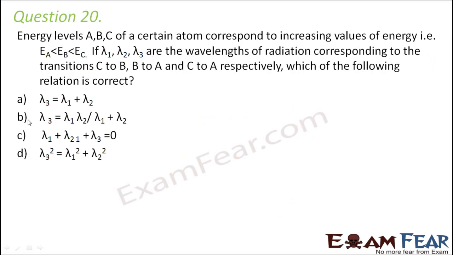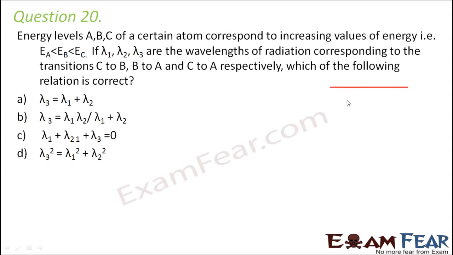Question number 20. Energy levels A, B, C of a certain atom correspond to increasing values of energy, that is EA less than EB less than EC. If lambda 1, lambda 2, lambda 3 are the wavelengths of radiation corresponding to the transitions C to B, B to A and C to A respectively, which of the following relations is correct?